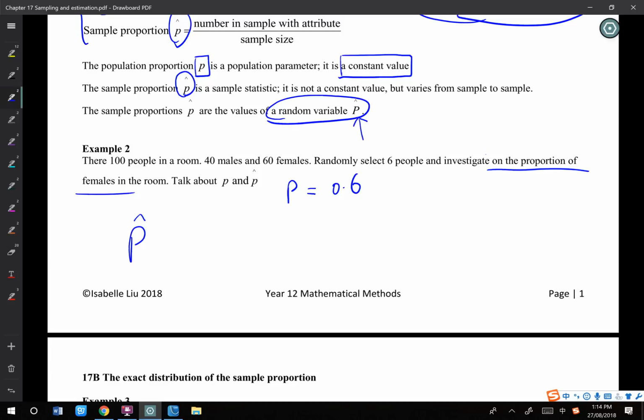Yeah, 0, 1, 2, 3, 4, 5, 6. I may have no females in the sample. I select 6 men. I may select 5 men and 1 female. I may select 2 females and so on. So I can have, well, I will use, say, number of female.